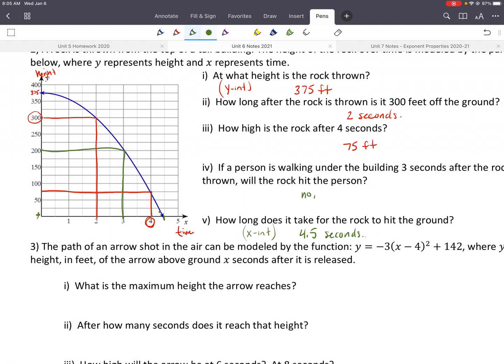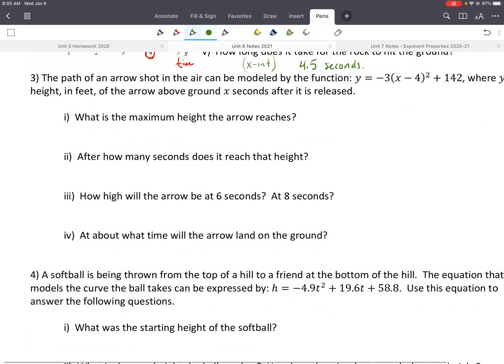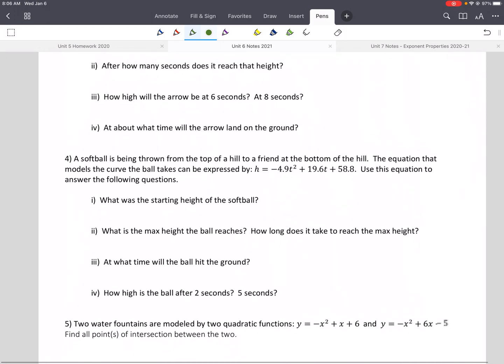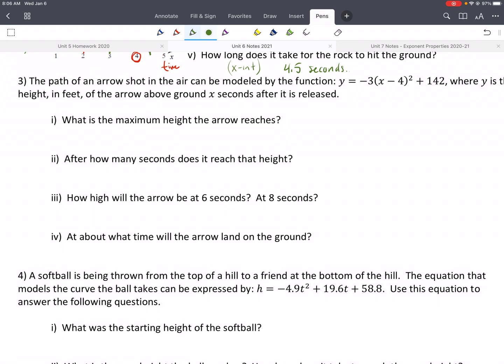All right, hopefully that made sense. If you have any questions, please just let me know. Looking at the graph, a lot of it is just estimating where you think it is, because you don't have the actual numbers. But now we're going to do a couple where we're given the equation and we need to graph it. Let me make a second video for this one.